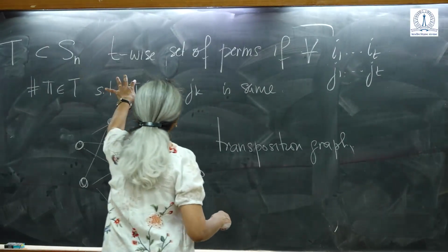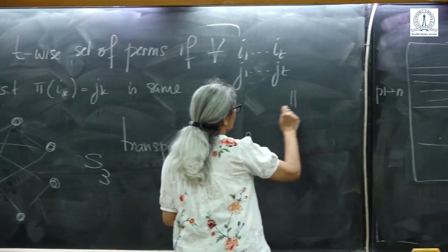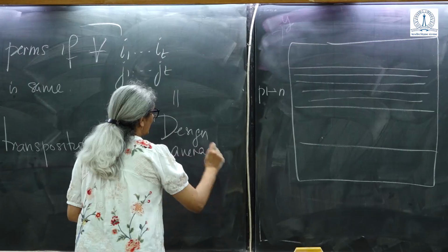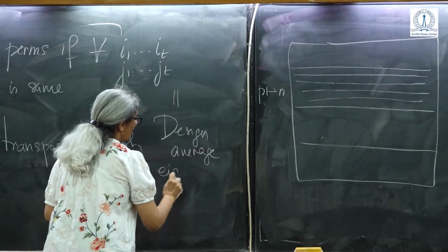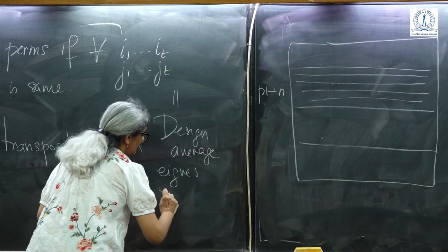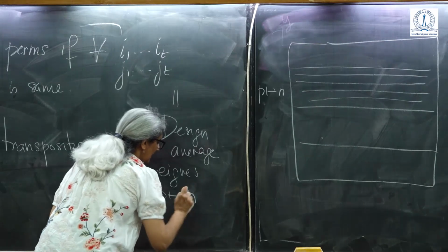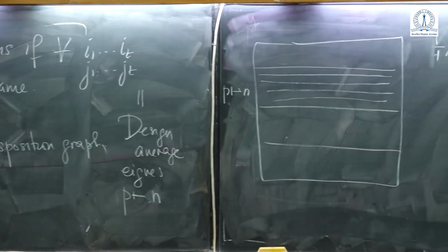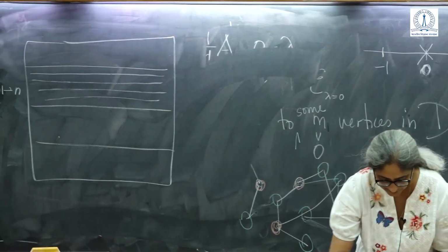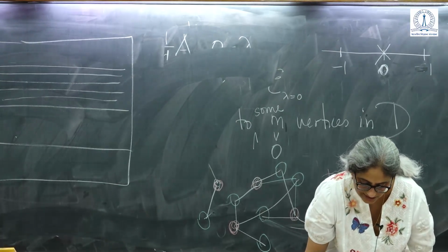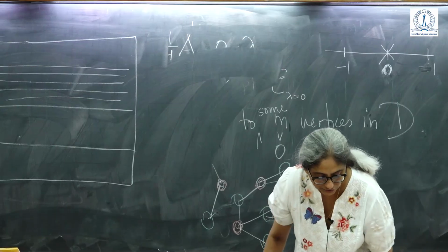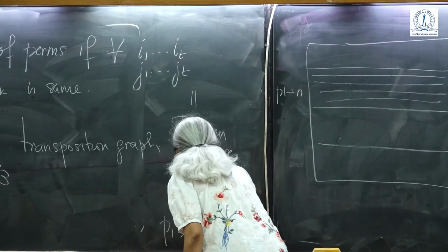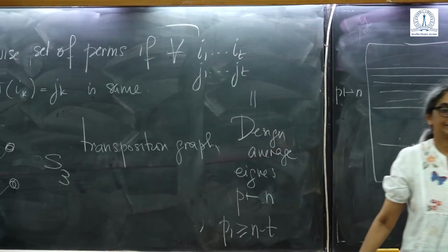But it turns out that this is a design that can average all the eigenvectors corresponding to partitions P of n, where, let me just check quickly so I say the right thing. So I'm looking at T-wise permutations. So the first part of the partition is at least n minus T. This is what you need.